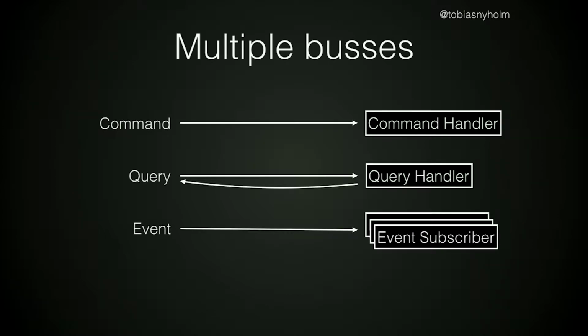And these buses have different constraints, or they work in different ways. A command has a one-to-one mapping to a command handler. A query has to return something, and an event has zero or more subscribers. So how would I implement this in the Messenger component?